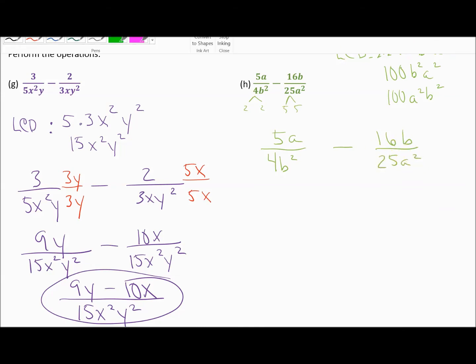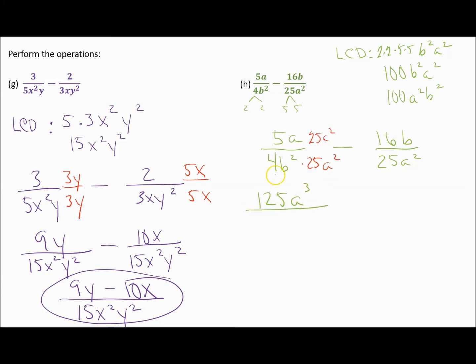Now I'm asking myself, what do I need to multiply 4 by and b squared by to make it 100a squared b squared? Well, 4 times 25 gives me 100, and then to get the a squared, I need to multiply by a squared. So I need to do this both in the numerator and the denominator. And that's going to give me, in the numerator, 5 times 25 is 125, and then that's going to be a to the third, and that is over my common denominator of 4 times 25 is 100, a squared, b squared.